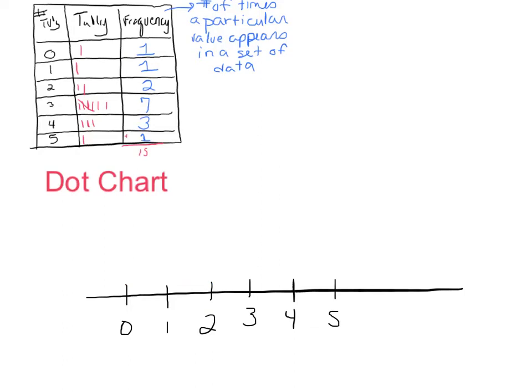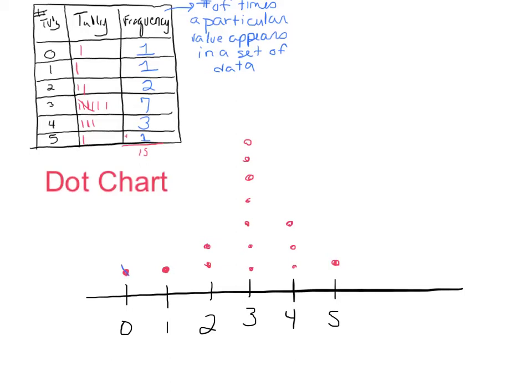I can use the information that I gain from doing a frequency table to create something called a dot chart, or a line chart or a line plot. It goes by different names. But basically, I'm going to take the frequency and put that number of dots above the certain value. So I have 1 0 TV, I have 1 1 TV, I have 2 2 TVs, I have 7 3 TVs, I have 3 4 TVs, and I have 1 5 TV.